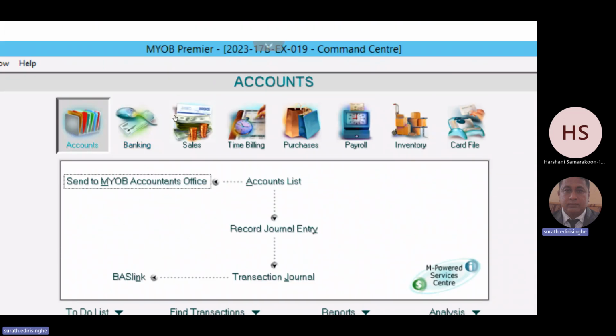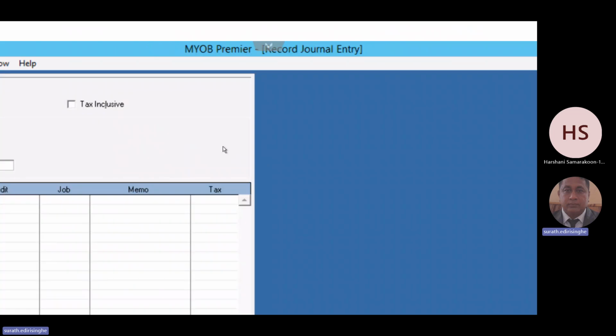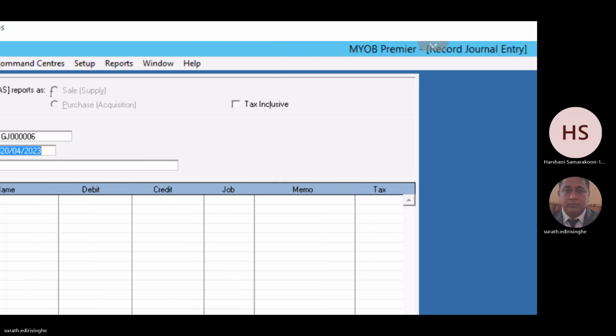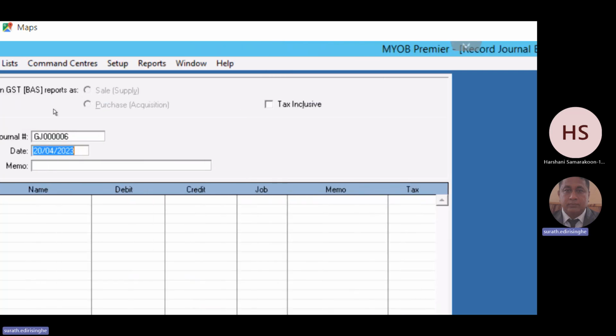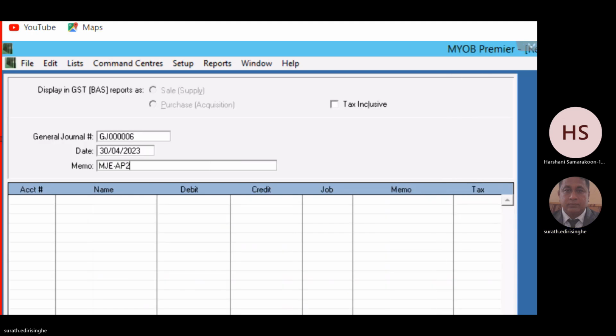Go to the accounts. Record journal entry. Actually, not the actual payment, book entry. Book entry, no? According to my case, GL0016, will turn to the year 30th. Will record it on 30th, in the monthly depreciation. Type here: Memorize journal entry dash April 23 for the first month.